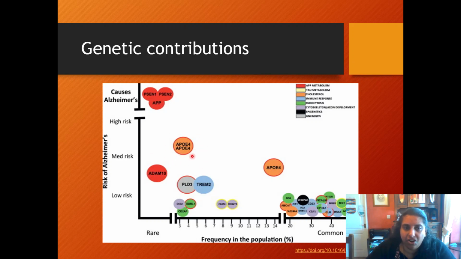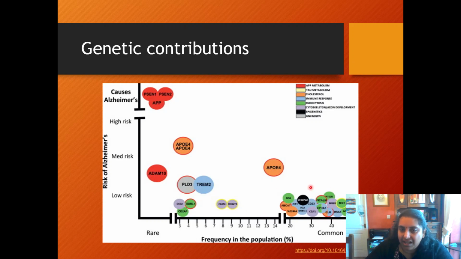Two copies cause quite between a medium and a high risk. One copy causes more of a between a medium and a low risk. And if you look along this axis, these are the rare things that you might find. So finding the mutations is rare. Having 2 copies is not that common. Having 1 copy of APOE4 actually is more common.